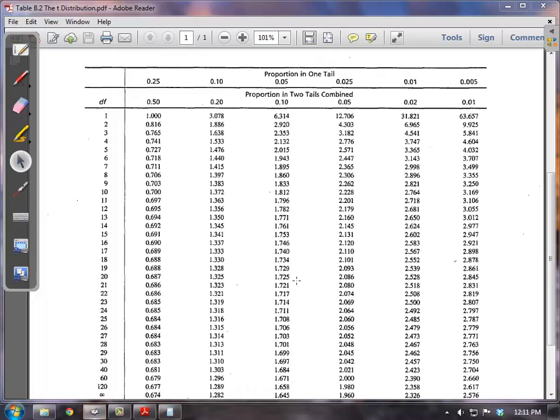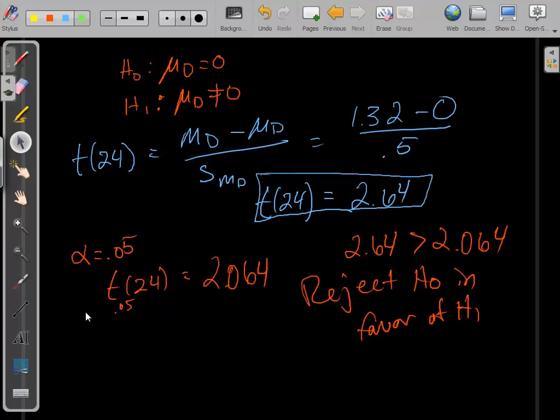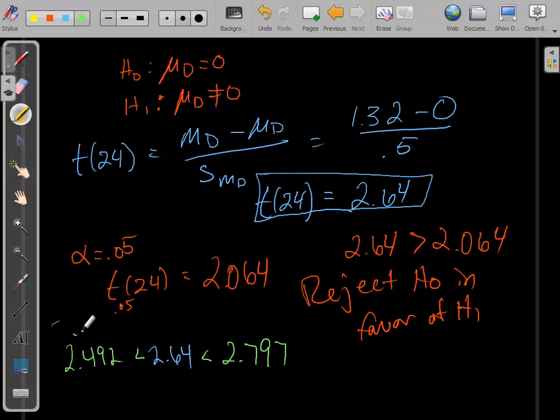If we switch over here, it was in between these two, 2.492 and 2.797. So 2.492 is less than our t, 2.64, which is less than 2.797, and these t values corresponded to 0.02 and 0.01. So that tells us that our p-value is in between those. So we can say that our p is less than 0.02 but greater than 0.01.